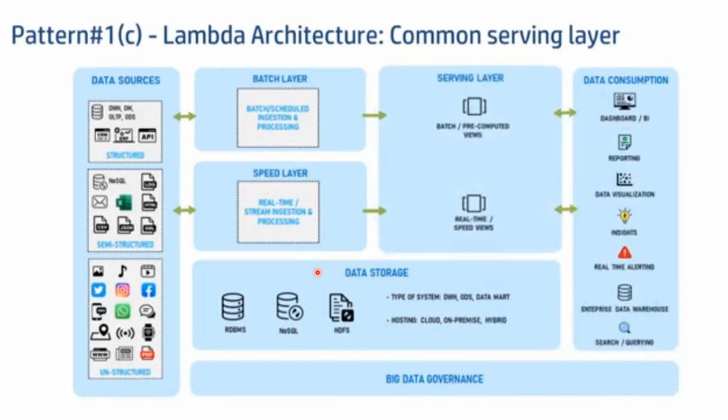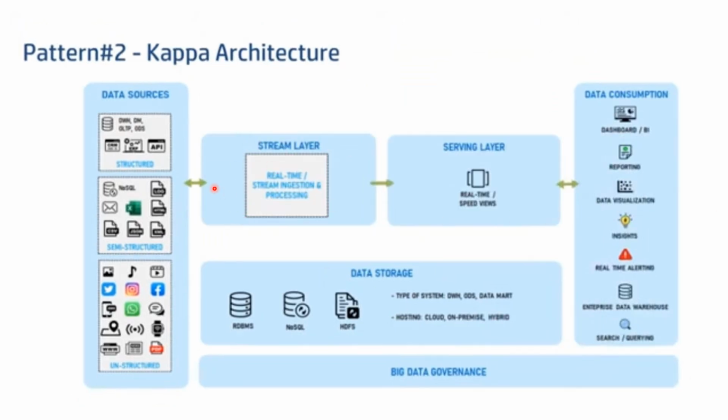Now let's discuss the Kappa pattern. Here the real-time processing is done using a stream layer whose output is computed to a dedicated serving layer. This output is then used by the consumption layer. As you can see, the batch processing is eliminated in Kappa architecture.